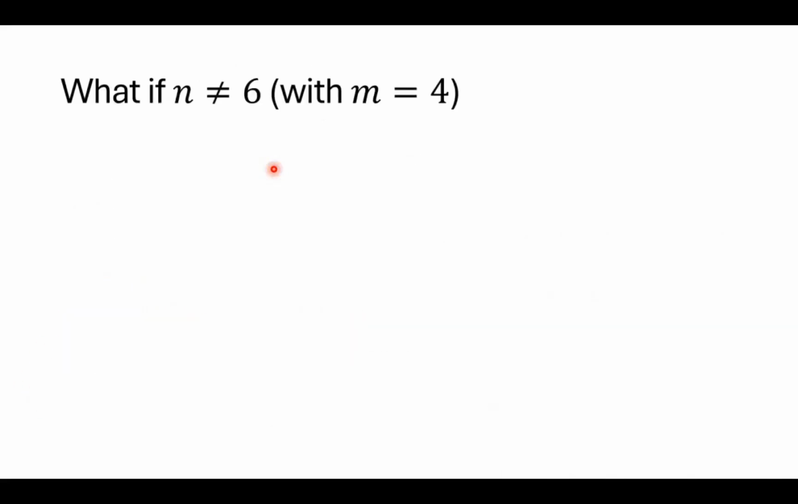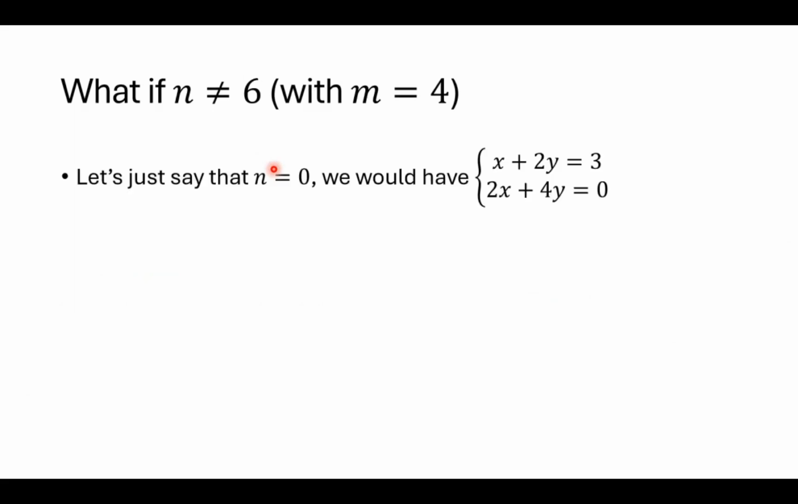Now, what if n is not equal to 6, but m is still equal to 4? Well, in that case, let's just say n is 0 for simplicity. Then we will have this equation after we plug in m and n. And then we can just divide this bottom equation by 2 on both sides. So 2x divided by 2 is x, 4y divided by 2 is 2y, and 0 divided by 2 is still 0.